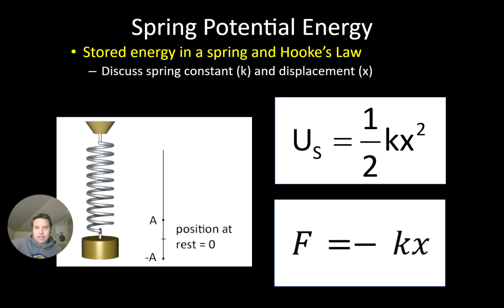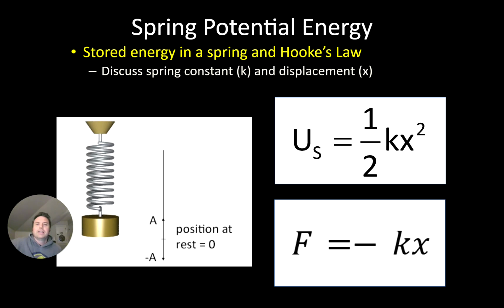Capital K is going to be kinetic friction. Nope, sorry, not kinetic friction, kinetic energy. Lowercase k is the spring constant. And then for the displacement, instead of using d or dx, they went with x. So if you've been using x, it's okay to use it for this stuff.